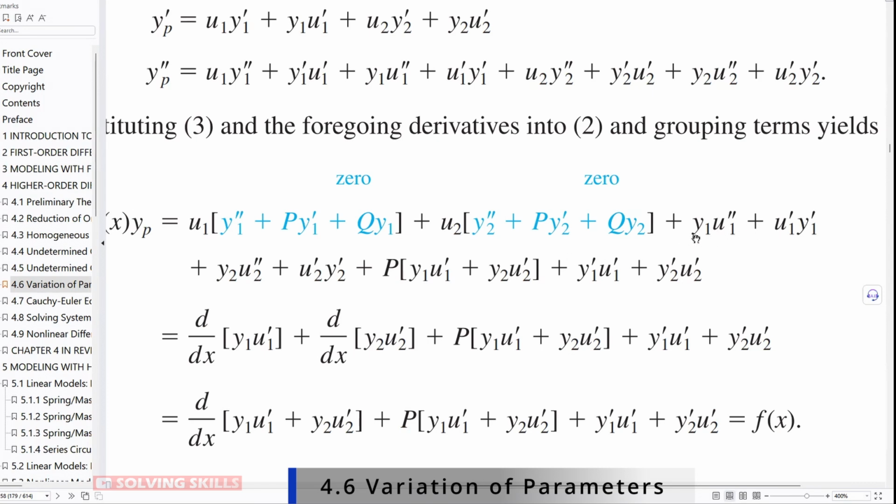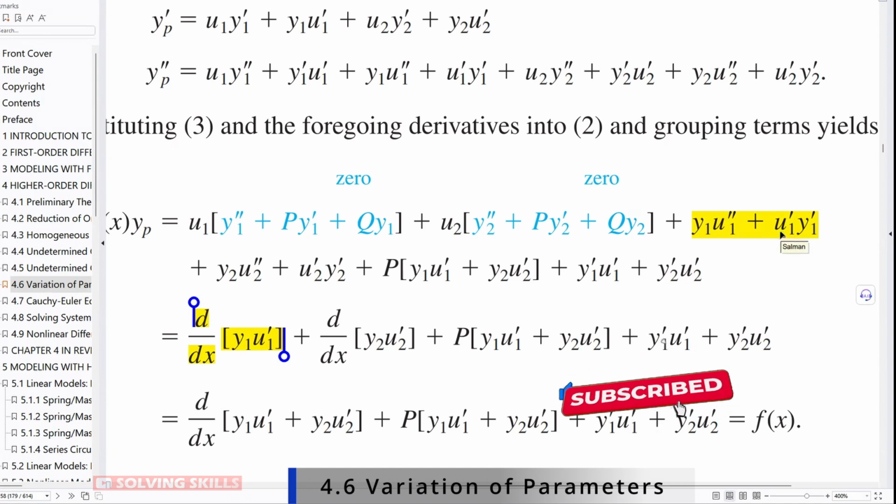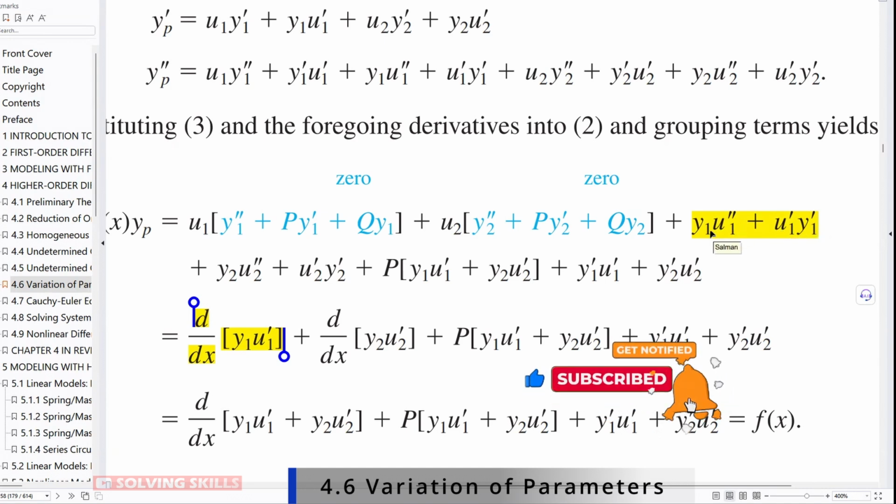In these 8 terms, if we look closely, these two terms are a product rule of u1 prime and y1. So these two terms combined give you this term. You can look at it in reverse order. If you had to take the product rule of y1 u1 prime, you would get y1 u1 double prime plus u1 prime y1 prime. You would get this back.